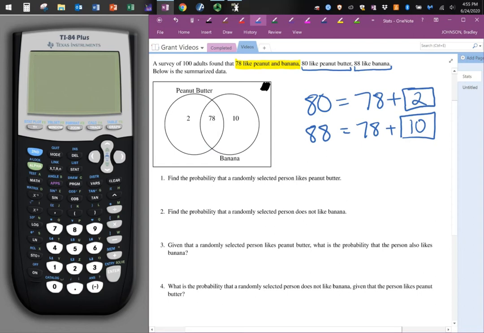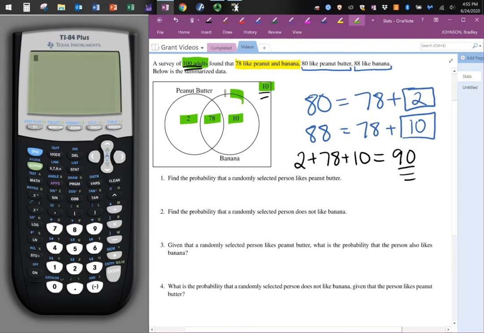But now we need to consider that we have 100 adults total. And right now, we have only accounted for 2 plus 78 plus 10. So far, we've only accounted for 90, but we need 100 total. Well, so 10 would go out in the outer box. And now we have accounted for all 100 adults in the data set. Okay, so now that we have that, we have our Venn diagram completely filled out.